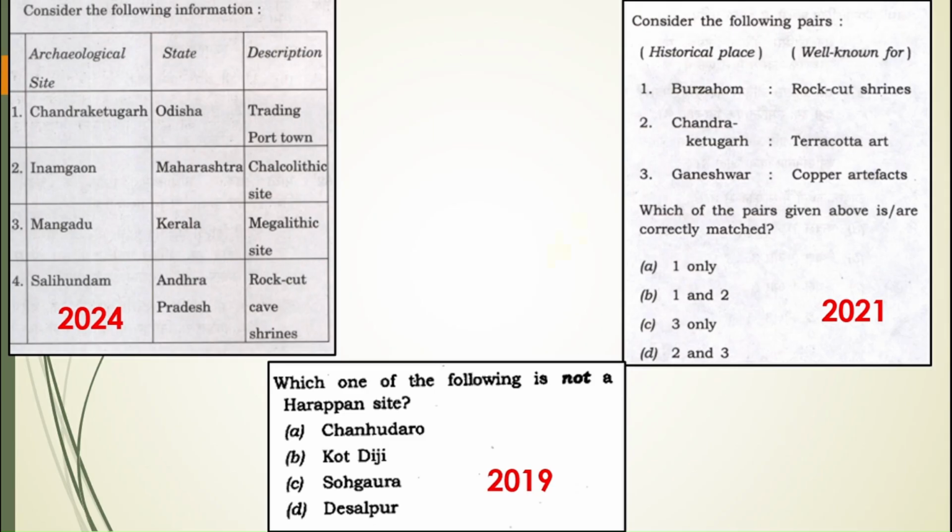Okay, you can see so many questions have been asked related to places and mapping in 2024, 2021 as well as 2019, and some of the places are also repeating. For example, you can see the 2024 question, they have asked about Chandraketu Gad. They had previously asked it in 2021 also, right? Yes. So places, these historical places are very important. Pay attention to them.